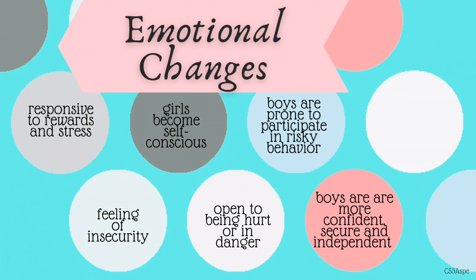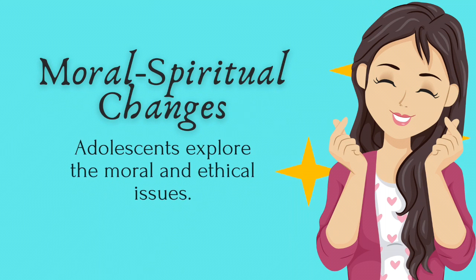Adolescent girls become self-conscious because of the changes that are happening to them. These also give them a feeling of insecurity. Early maturing boys are usually taller and stronger. They have a good body image, so they are more confident, secure, and independent.